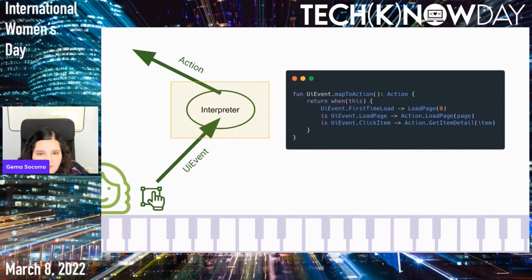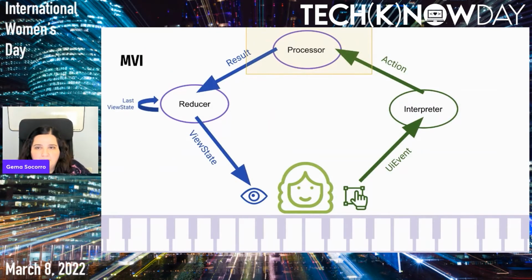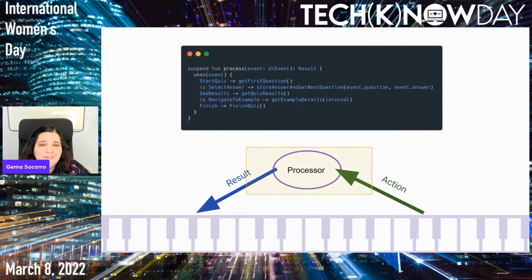In my case, in order to simplify it, I decided to remove it, but you can always adapt it to your application. And then once we have the action, we are going to the processor. The processor is where the magic happens. It is where you are going to your database or you are going to the network and get some information, you are going to modify the information, whatever you need to do.